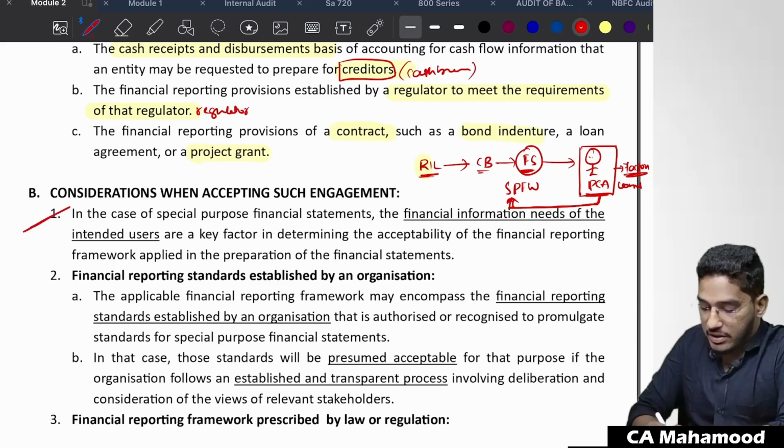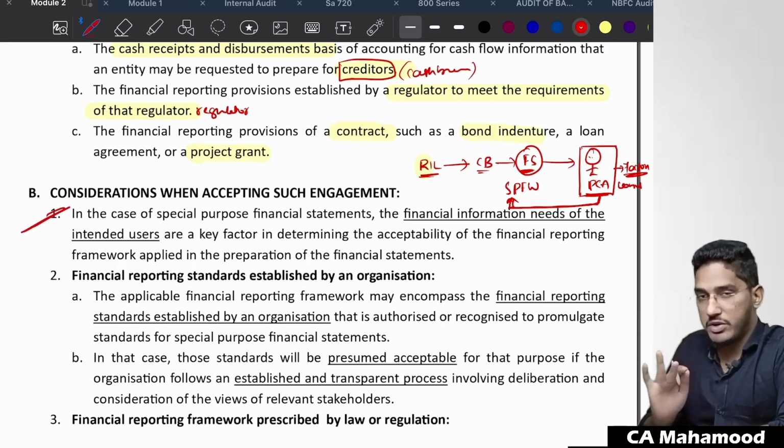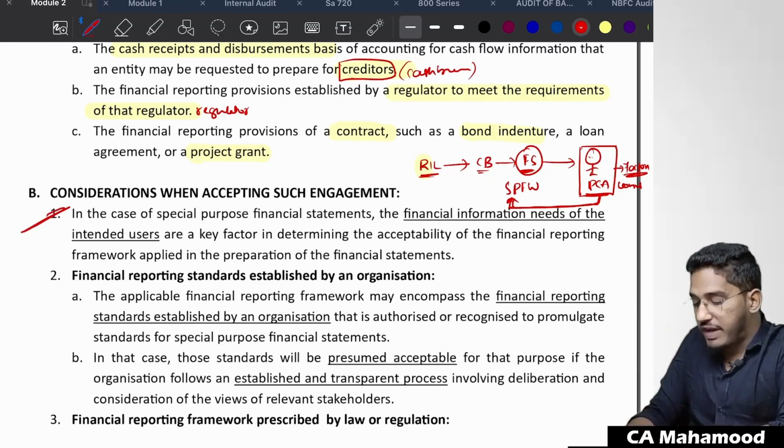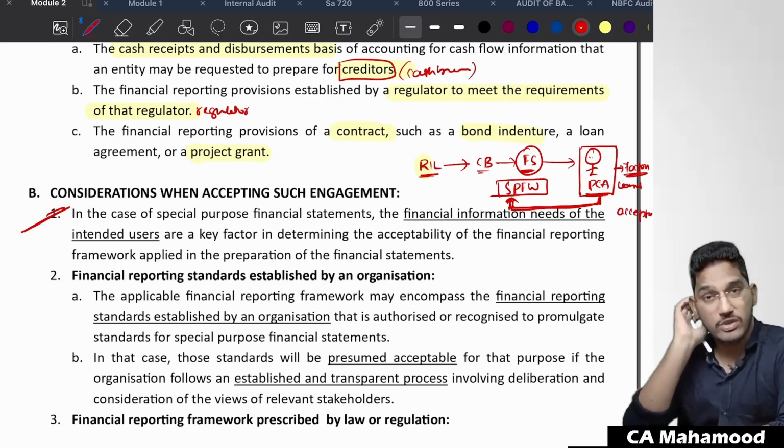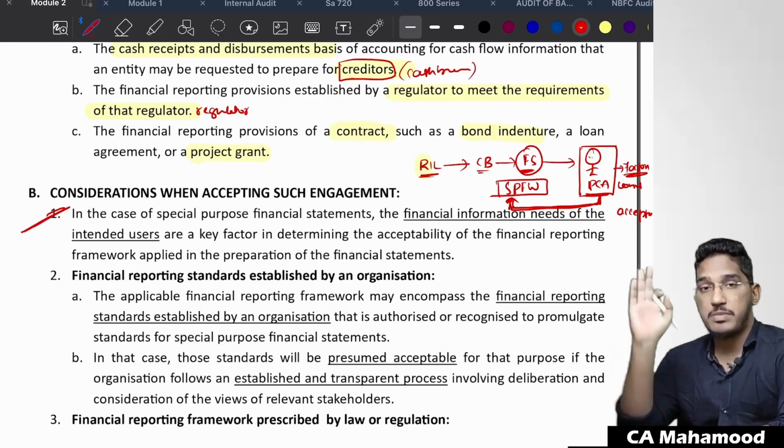So the first thing you need to consider, as I've already told you, the main important factor in accepting such an engagement, is whether the special purpose framework they are following is acceptable. Is the management okay in preparing those financial statements as per that cash basis?